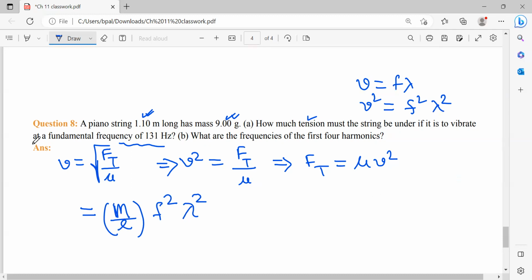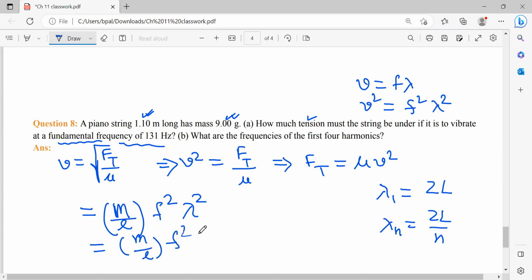Now for fundamental frequency, it says that the fundamental frequency is this one. For fundamental frequency, if you remember, lambda 1 was equal to twice L, right? The normal equation is lambda n equals 2L over n. So for the first standing wave, lambda 1 is equal to 2L because n equals 1. So instead of lambda, for fundamental frequency, we can substitute 2L.